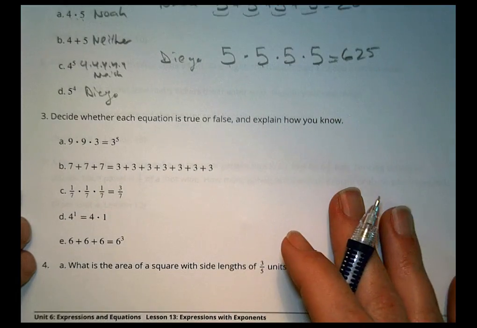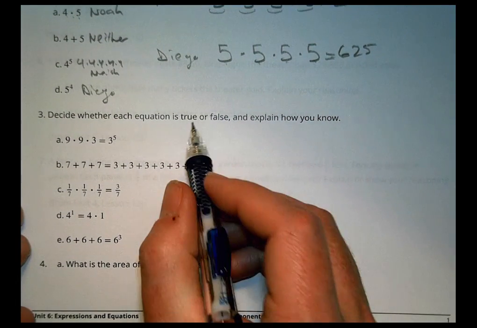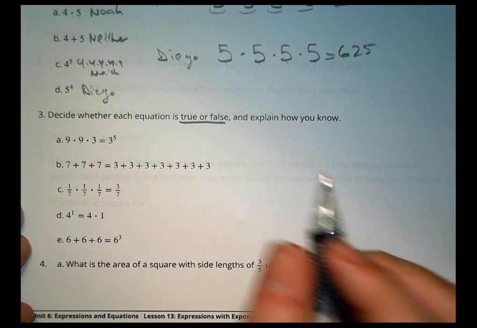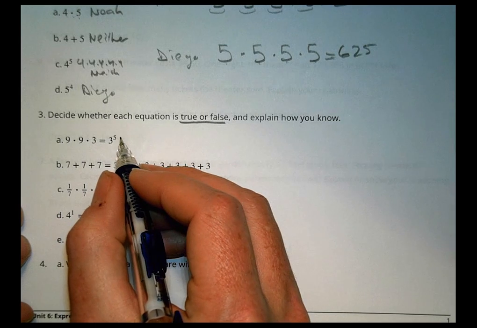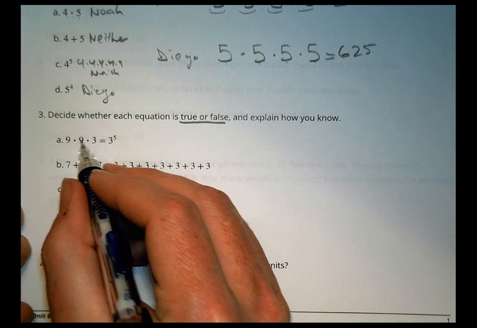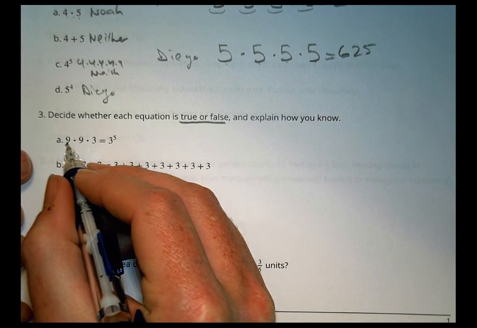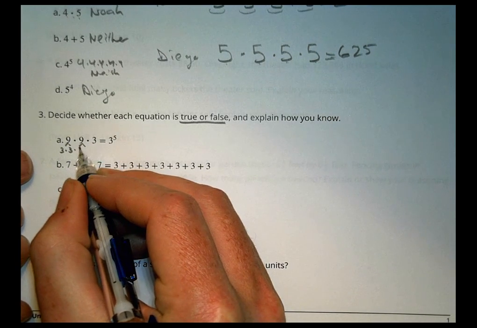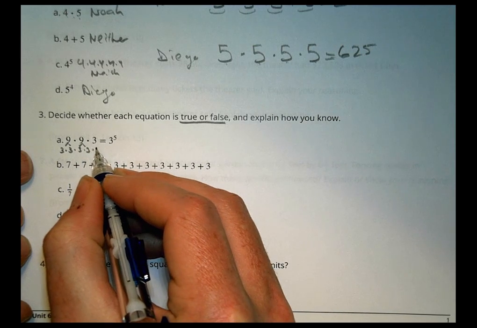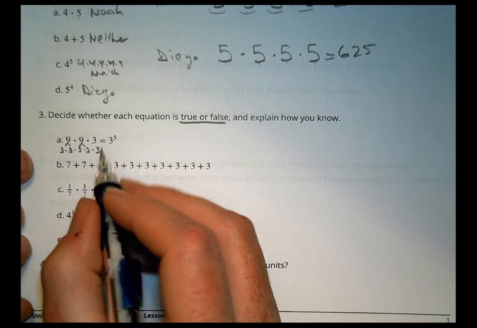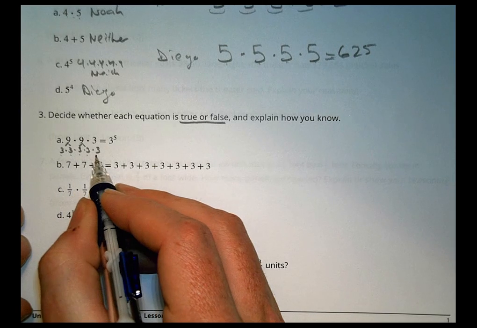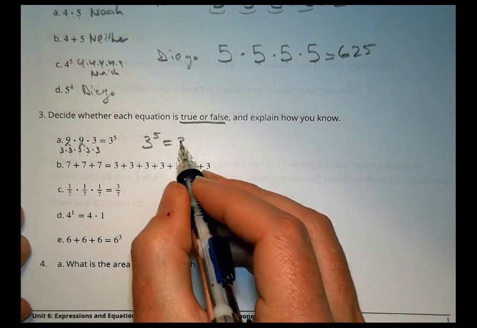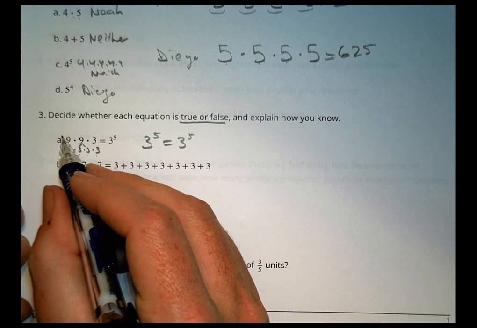All right, number 3. Decide whether each equation is true or false, and explain how you know. So a lot like our lesson today as well. So this one is 3 to the 5th power on this side, and here we have 9, 9, and 3. Well, I could break the 9 up into 3 times 3, and I could break this one up into a 3 times 3, and I still have a 3 there. How many 3's do I have? I have 1, 2, 3, 4, 5, so I actually have 3 to the 5th power equals 3 to the 5th power. So that one's actually going to be okay.